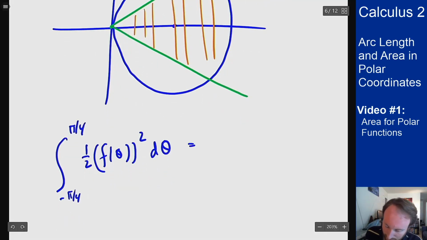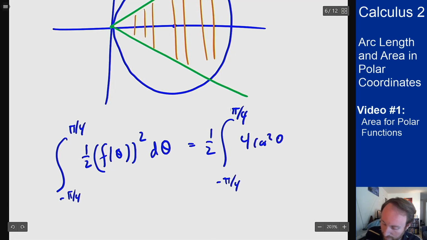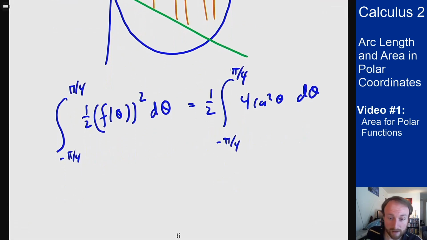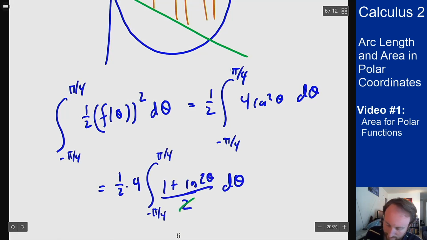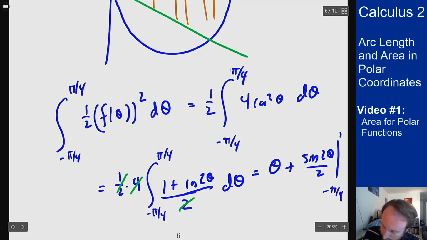So I can write this out. I get a 1/2 out front, integral from minus pi over 4 to pi over 4. My function is 2 cosine theta, so it becomes a 4 cosine squared theta. I can rewrite cosine squared as (1 plus cosine 2 theta) over 2. That is my half angle formula. I'll get a 1/2, I'll get a 4, and then an integral from minus pi over 4 to pi over 4 of (1 plus cosine of 2 theta) over 2. All of my constants cancel out, and I can integrate this, and so I get theta plus (sine of 2 theta) over 2 from minus pi over 4 to pi over 4.